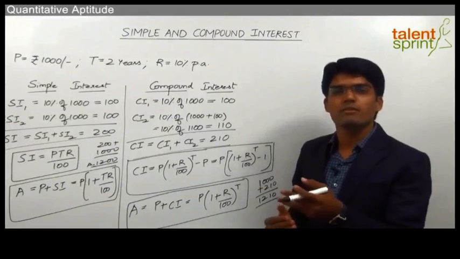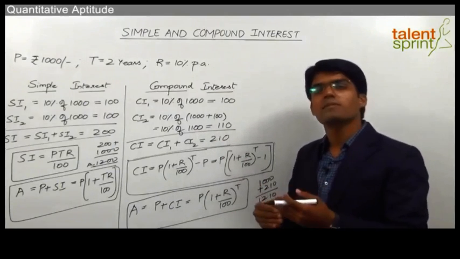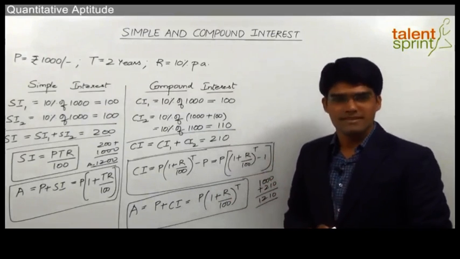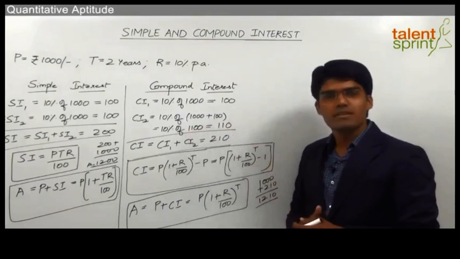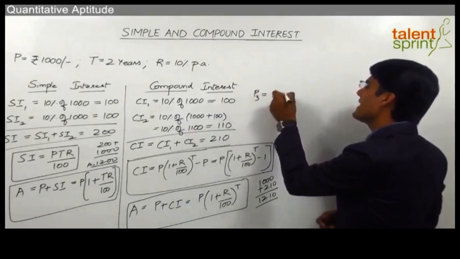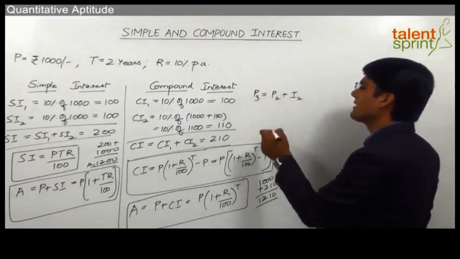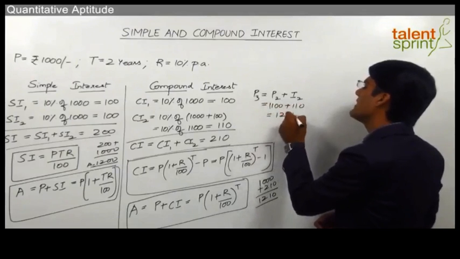Similarly, if you want to find out the principal of third year, in case of CI it will be principal of second year plus interest of second year. The principal of second year is 1100 and the interest of second year is 110. So the principal for third year is the principal of second year plus the interest earned in second year, which is 1100 plus 110, equal to 1210 rupees.